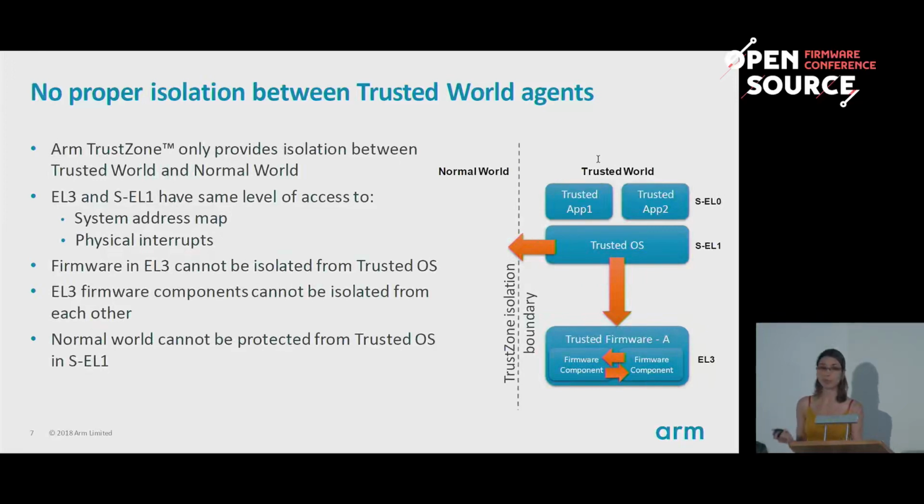So the firmware in EL3 is never really isolated from the trusted OS. If you've got several components inside your firmware, they are not isolated from each other. And also the normal world cannot be protected from the trusted OS in secure EL1. There have been some attacks in the past where people would leverage some bug in some trusted OS implementation in order to access the normal world and do some privilege escalation attacks. So that is a real problem.